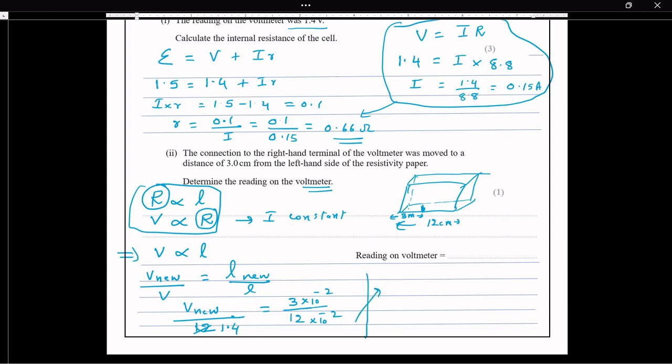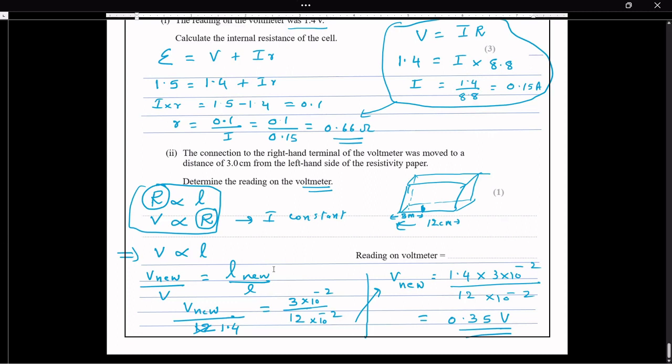So from this, we can calculate what is the new voltage. It is 1.4 into 3 into 10 to the power of minus 2 over 12 into 10 to the power of minus 2. So on calculation, that is giving an answer of 0.35. This is the answer we are getting on calculation.